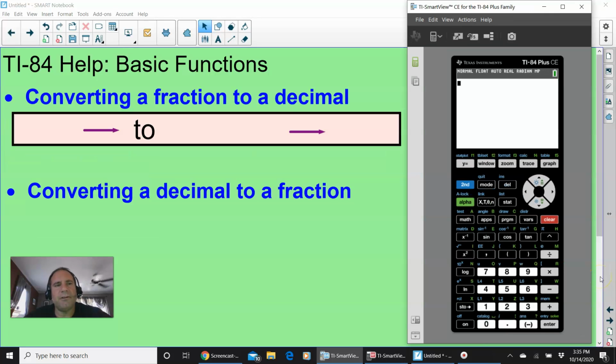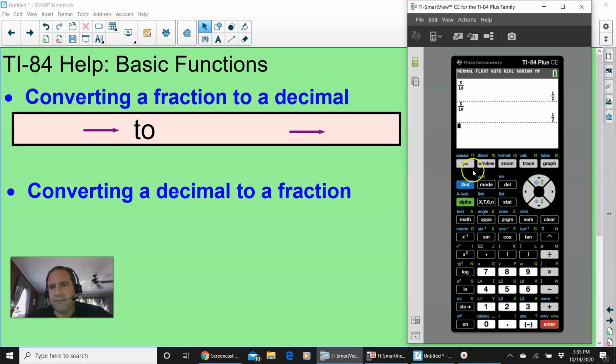So what about converting a fraction that you have to a decimal? Well, if you put a fraction in, let's just say you have 5 over 10, which you know is 1/2, which is 0.5. If you press enter right now, it'll give you 1/2. If you press enter again, it'll still give you 1/2. So you need to convert that to a decimal.